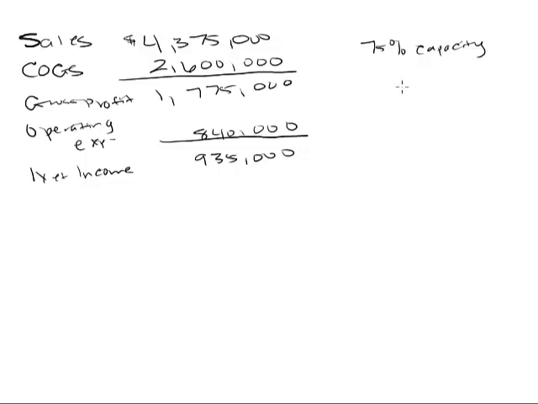Let's say that right now we are producing 350,000 units. That would mean that here's our regular sales, $4,375,000 for 350,000 units. So that means that our regular sales price is $12.50 a piece.